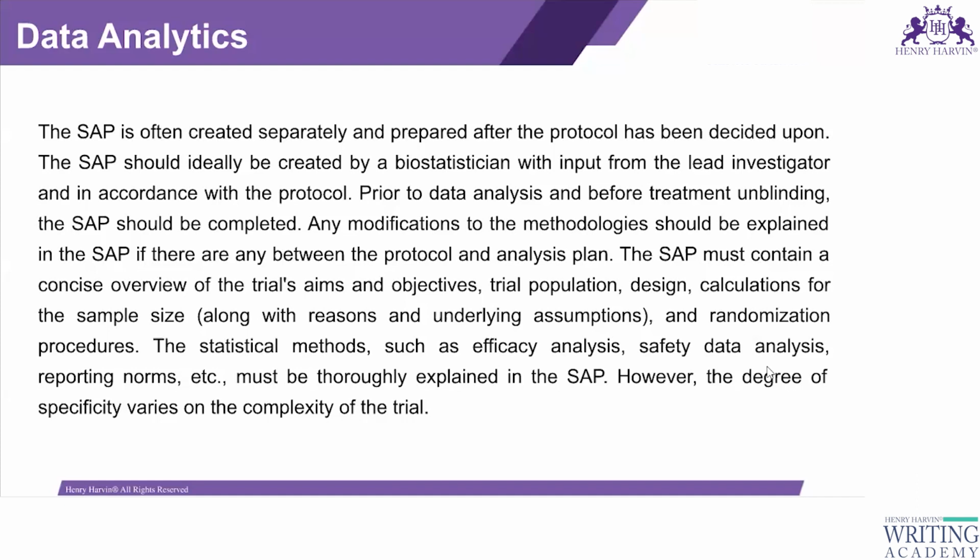The SAP must contain a concise overview of the trial's aim and objectives, trial population, design, calculations for the sample size, along with the reasons and underlying assumptions and randomization procedures. So in the SAP, there should be an overview of the trial aim, that is, what the objective of the trial is, why this clinical trial is being conducted. Then overall information about the trial population, what population is used in this trial, the design which is followed, what calculations are to be done for the sample size, how the sample size is calculated. If it is a randomized trial, then what randomization procedures are used. All that explanation is given in the statistical analysis plan.